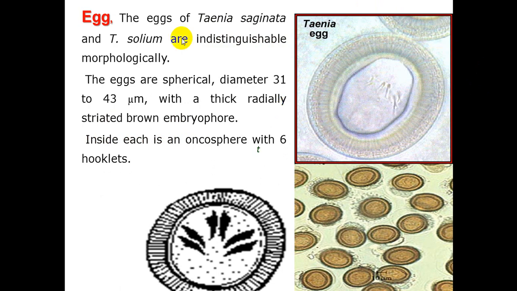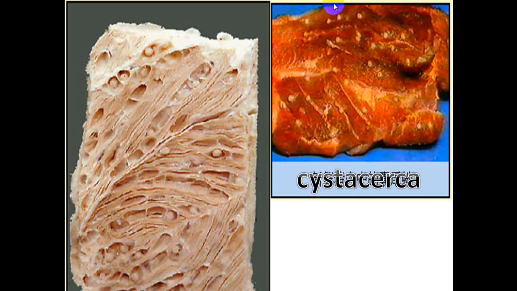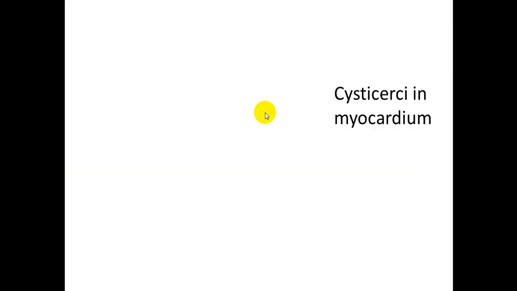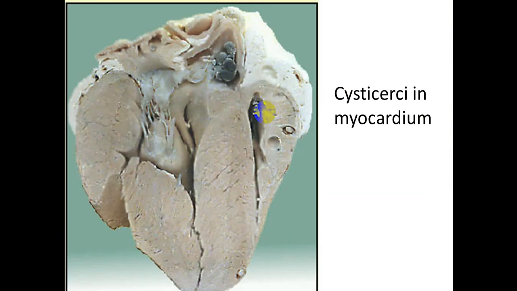These are the eggs. The eggs of Taenia saginata and Taenia solium are indistinguishable. The eggs are spherical, diameter 31 to 48 micrometers, with a thick, radially striated brown embryophore. This is cysticerca. This is a muscle specimen, and this is cysticerca. Cysticerca in myocardium. This is heart muscle, and these are the walls. Cysticerca.